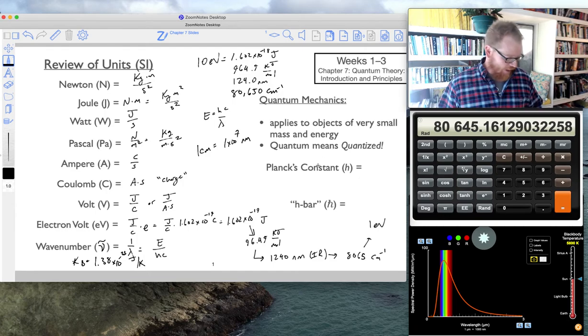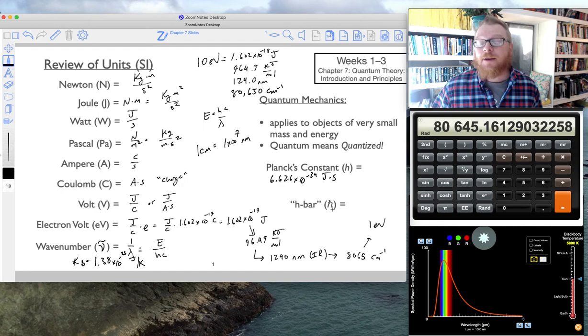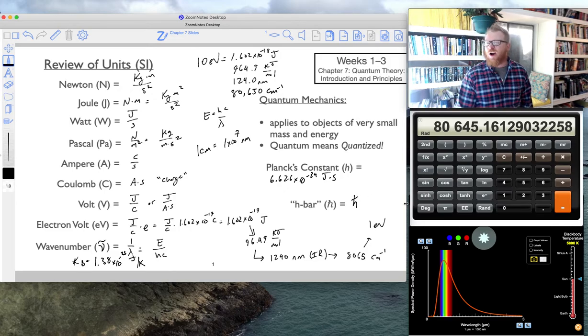Now Planck's constant. This is going to be our constant of choice this semester. 6.626 times 10 minus 34 joules times seconds. And really I actually just lied to you. Our constant of choice is going to be h bar. That's Planck's constant, h, with this little slash through it. We call it h bar. So what is h bar? Well, it is Planck's constant divided by 2 pi.